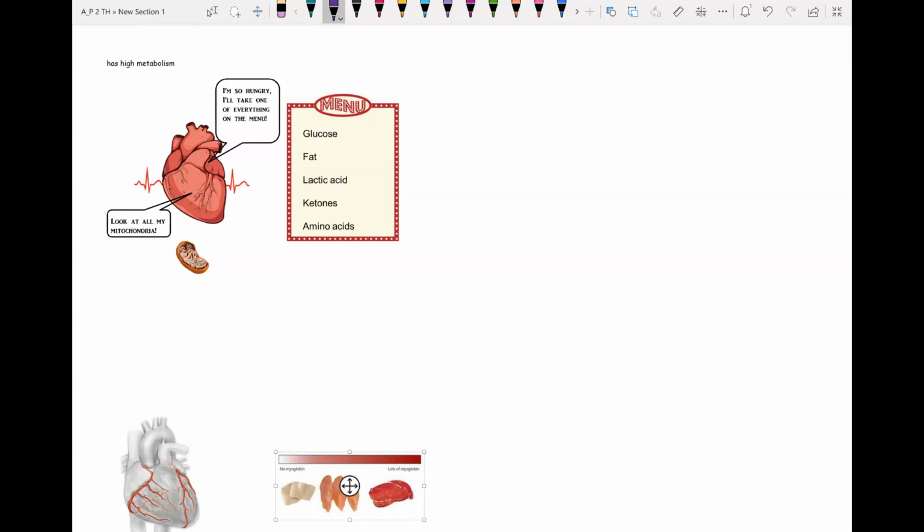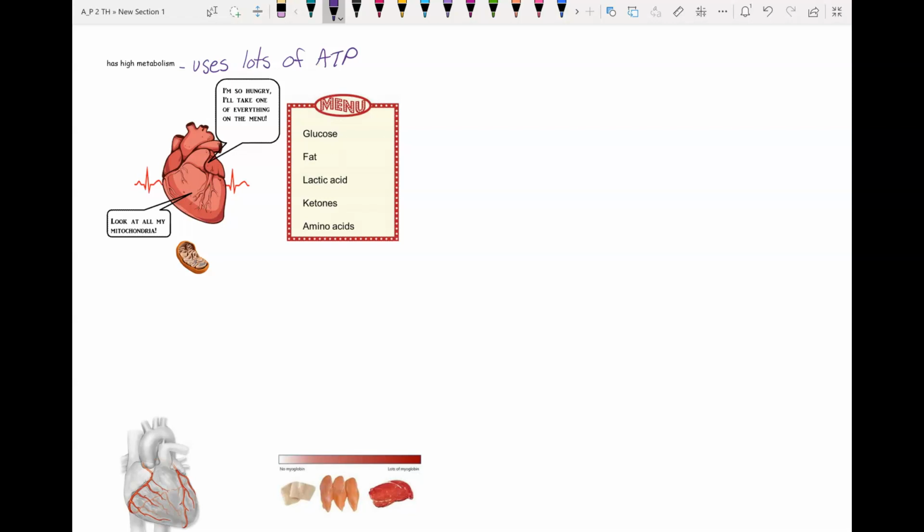Now we're going to look at the energy needs of the heart. The heart has a very high metabolism, so it uses lots of ATP. Right? It has to work 24/7, your whole entire life. It never gets to take a break or rest. So it's going through massive amounts of ATP, keeping you alive.